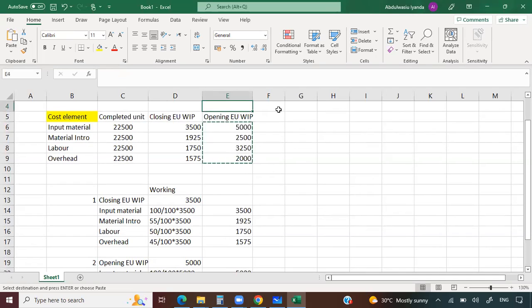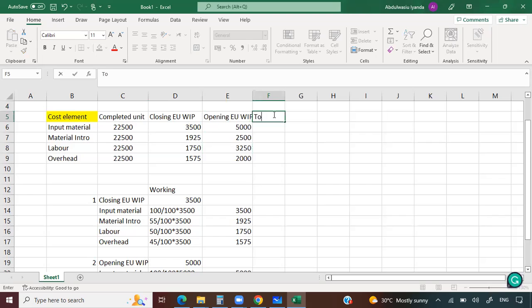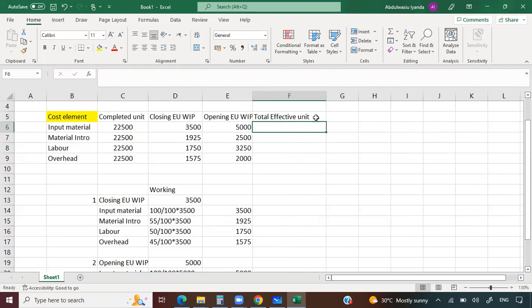Now then, the next thing we're going to say is total equivalent units, or sometimes we used to call it effective units. Total effective unit. It will now be the what? What is your opening? Sorry, what do you complete? Your completed unit.